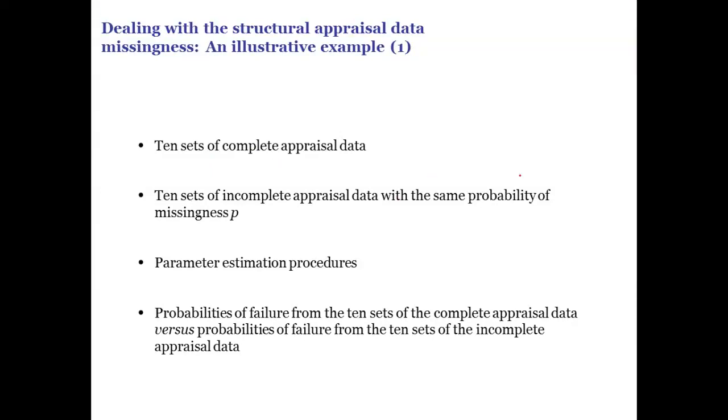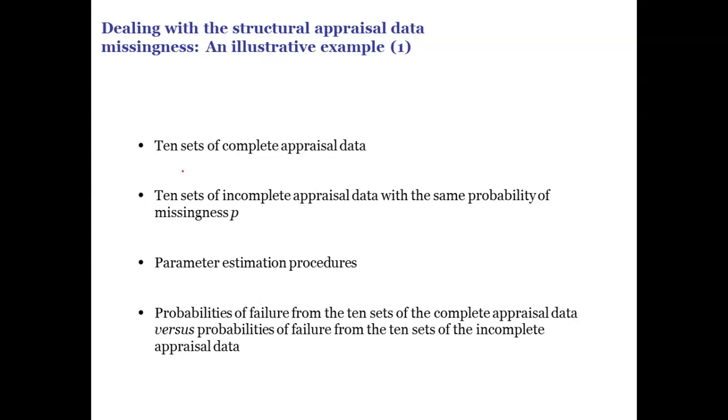Let's consider two scenarios. We introduced one complete data scenario and the other incomplete data scenario. In the complete data scenario, let's say we collected 10 sets of complete appraisal data. Based on each set of the complete appraisal data, we can calculate just one probability of failure data point. So in total, we will have 10 probability of failure values in this complete data scenario.